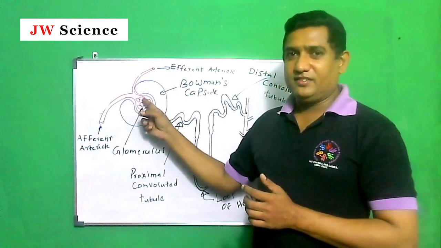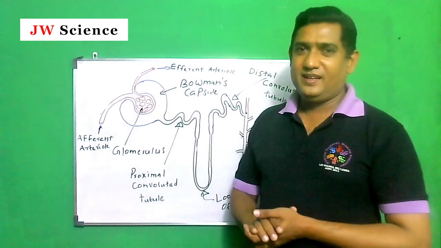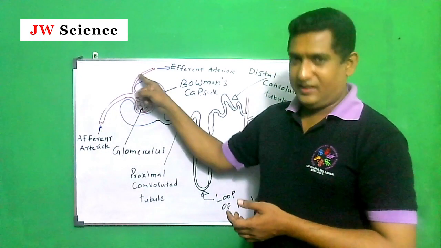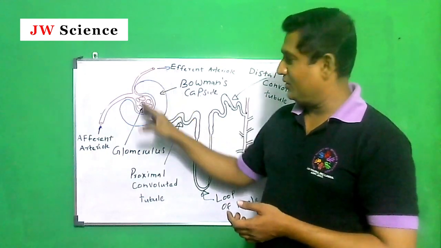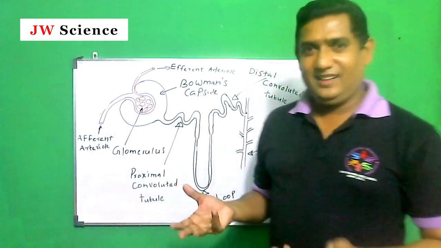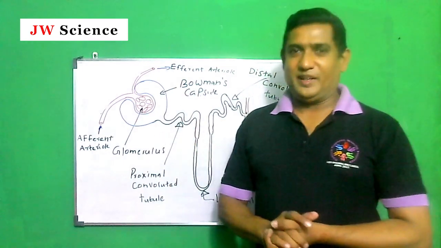Within this glomerulus, the blood pressure will go up because the diameter is less in this efferent arteriole. So blood pressure will go up. We will discuss what happens as a result in the next step.